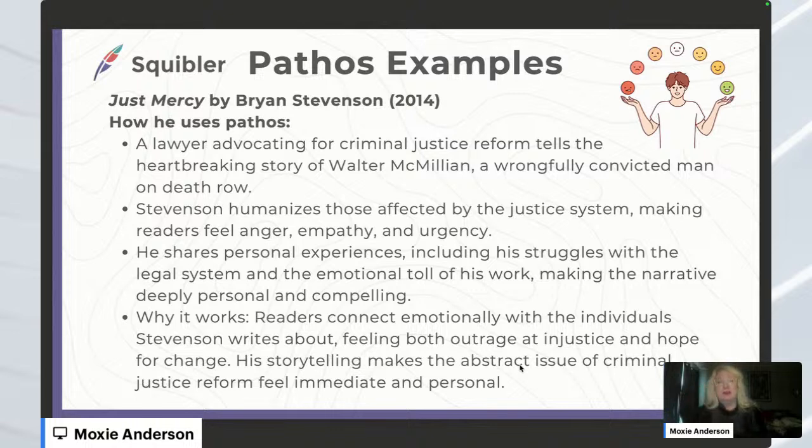He shares personal experiences, including his own struggles with the legal system and the emotional toll it takes on him. So it makes the narrative very personal and compelling. Why does pathos work in this example? Readers are going to connect emotionally with the individuals that Stevenson is writing about. We do read this book and feel a sense of outrage at the injustice, and we also feel his same shared hope for change. His storytelling is going to make the abstract issue of criminal justice reform feel immediate and personal.